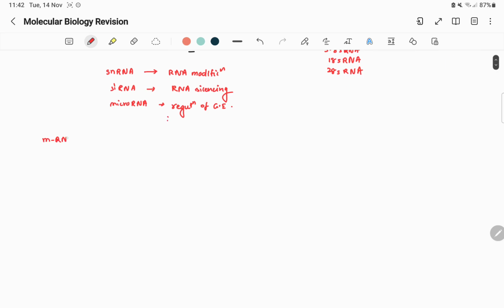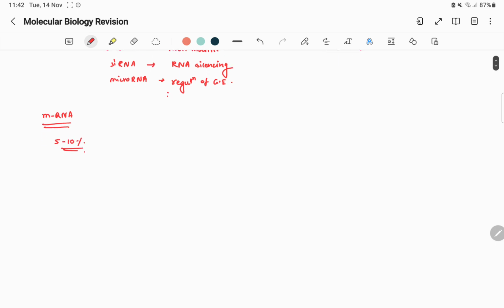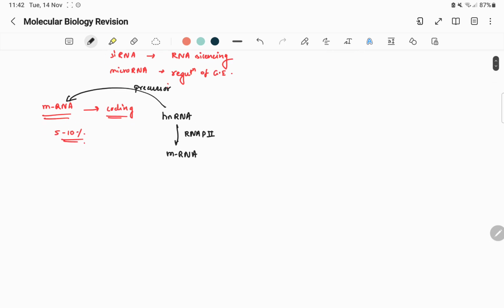Then let's talk about mRNA. It is about 5 to 10% of total RNAs. This is called a coding RNA, which codes the information for protein synthesis. hnRNA is the precursor of mRNA, and in hnRNA if you put RNA polymerase 2, it will form your mRNA.